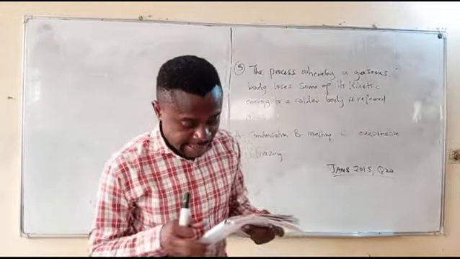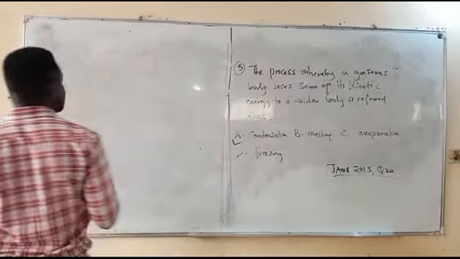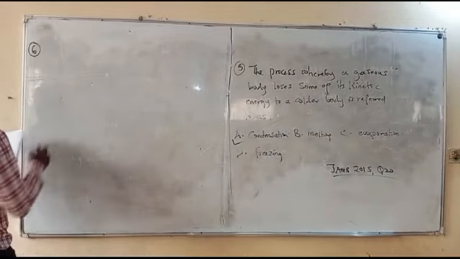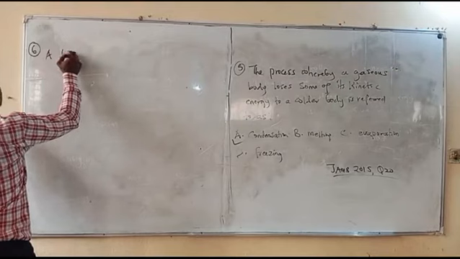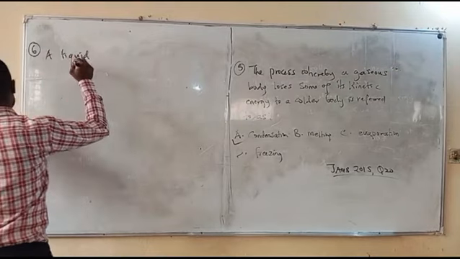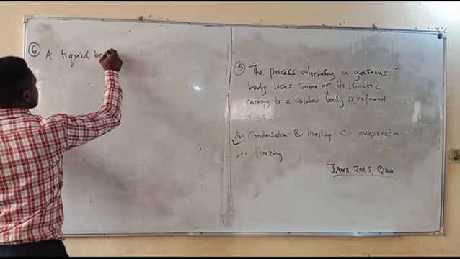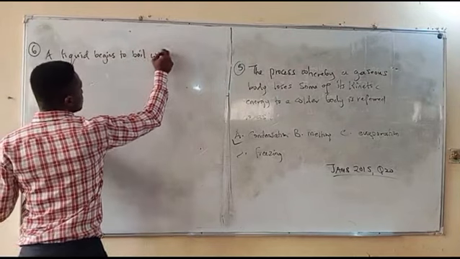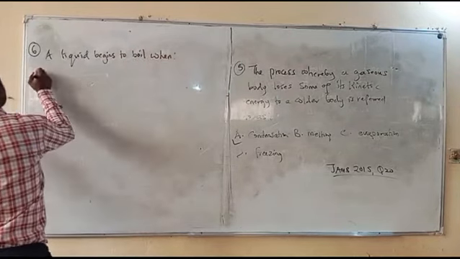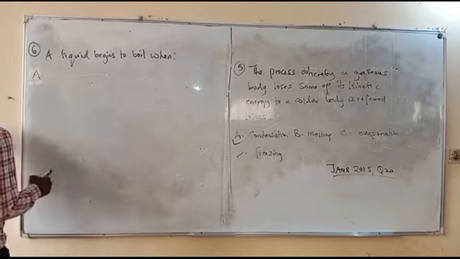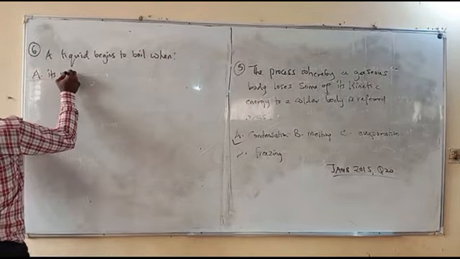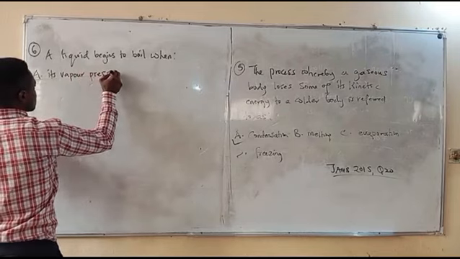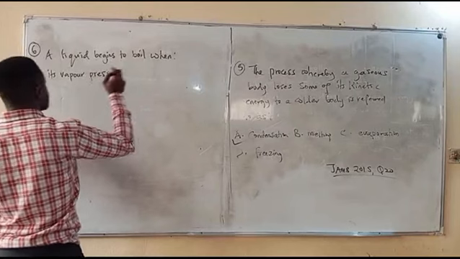Are we done? All right, let's look at this question. The question says a liquid begins to boil when A, its vapor pressure is equal to the vapor pressure of its solid at the given temperature. B, molecules start escaping from its surface. C, its vapor pressure equals the atmospheric pressure. D, its volume is slightly increased. Jan 1995, question 7. What's the answer?